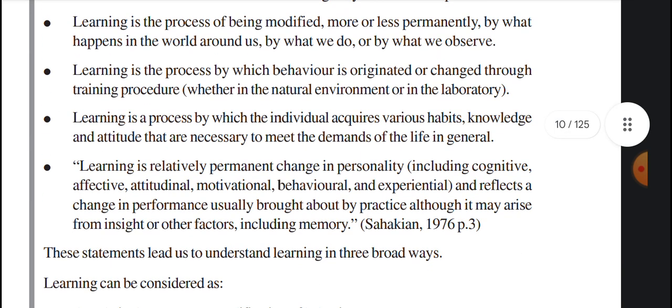Learning is the process by which behavior is originated or changed through training procedure. Learning is a process by which the individual acquires various habits, knowledge, and attitude that are necessary to meet the demands of the life in general.